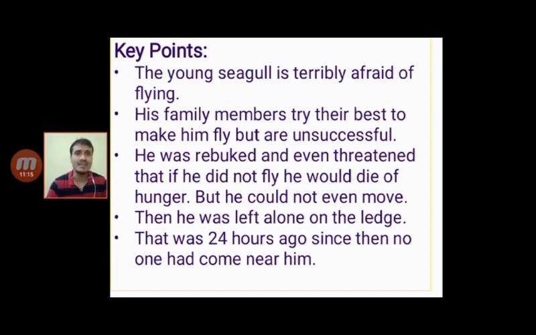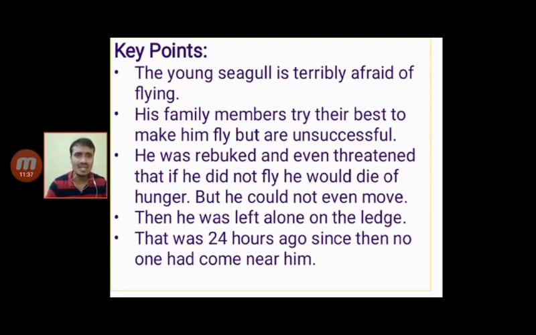He was rebuked and even threatened that if he did not fly, he would die of hunger. But he could not even move. Even after scolding and rebuking, he didn't take any step to fly. Then he was left alone on the ledge. That was 24 hours ago. Since then, no one had come near him.